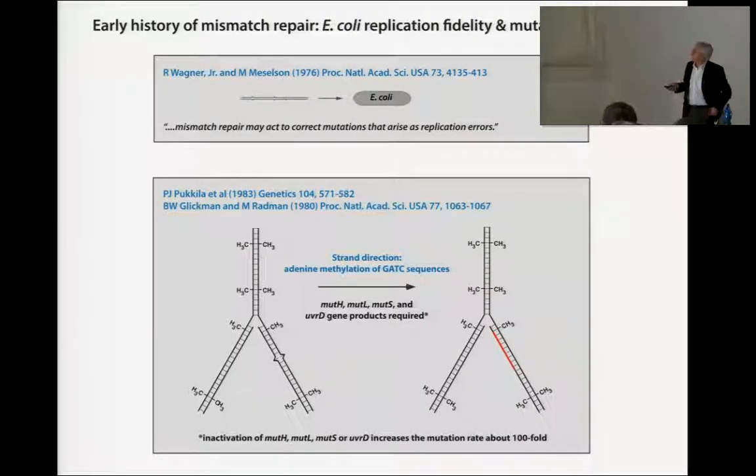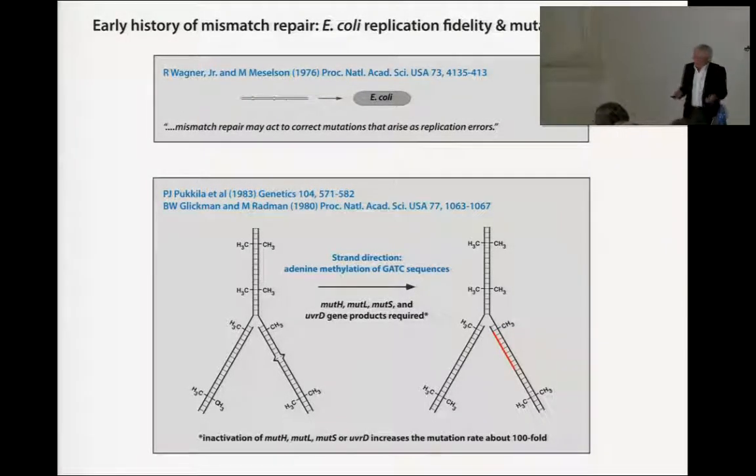And based on that strand bias effect, they suggested that mismatch repair may act to correct mutations that arise as replication errors. And if you think about this, in order to function in this manner, the repair system has to be able to do two things. It has to be able to recognize the mismatch produced by the replication error.